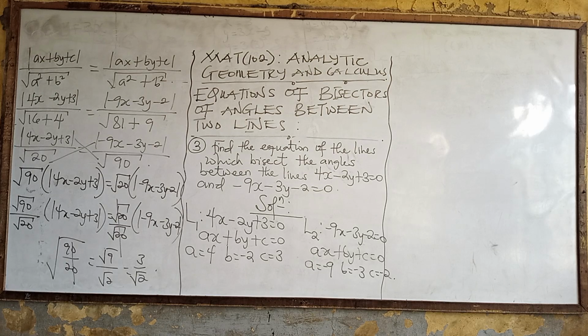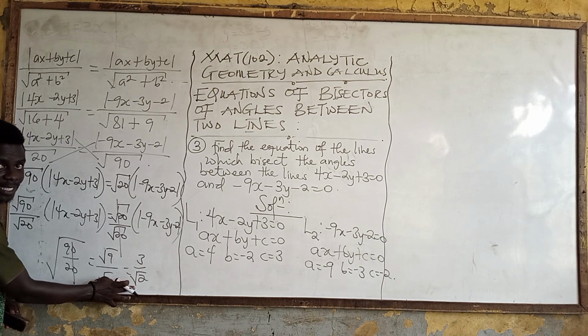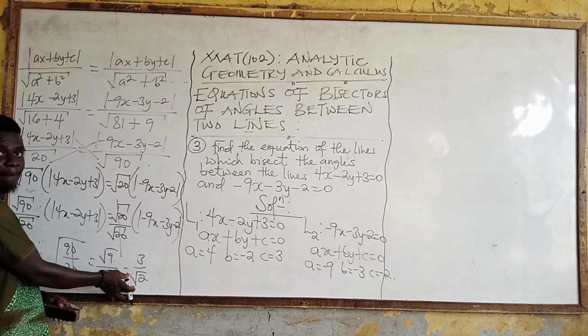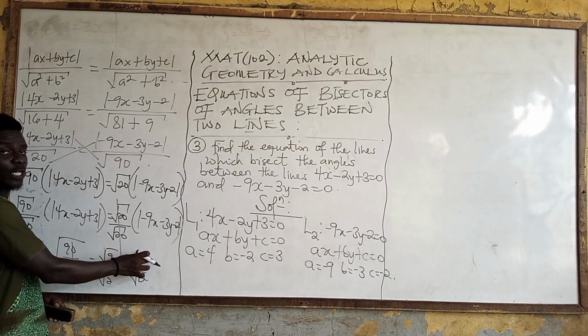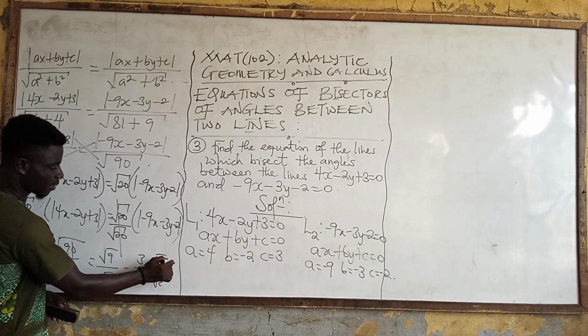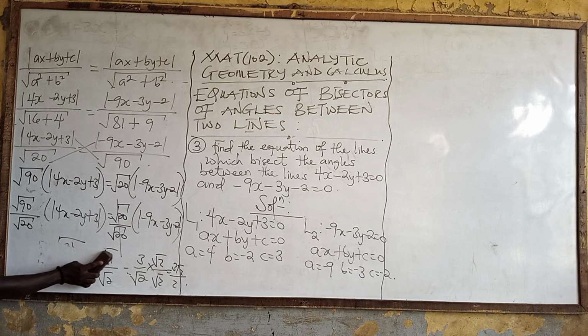Right. So, which we can rationalize. When you rationalize the denominator, which means it is an irrational number, you multiply the numerator and the denominator by the irrational number itself. So we get 3 root 2 over 2. So we use that. So 3 root 2 over 2.